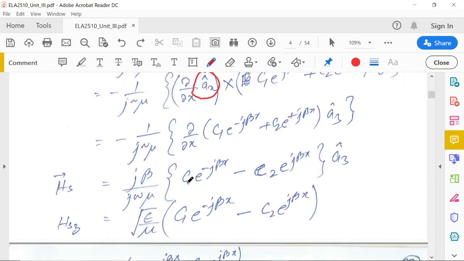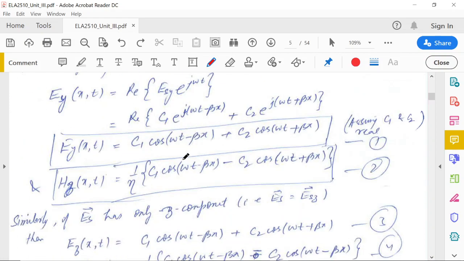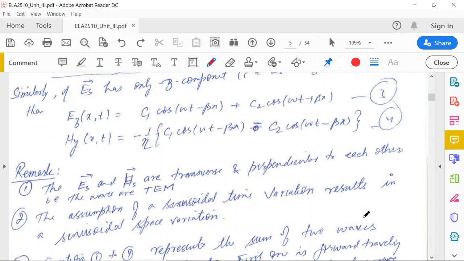Here we have assumed this phasor form to be a complex sinusoid, and the time variation is also a cosine. So in both cases, the sinusoidal time variation results in a sinusoidal space variation. If we fix the time, t equals 0 or a constant, then varying with x it will be a cosine, varying sinusoidally. And if you watch a wave at a particular point x, this electric or magnetic field will also vary with time sinusoidally.